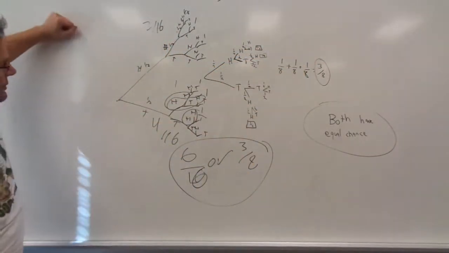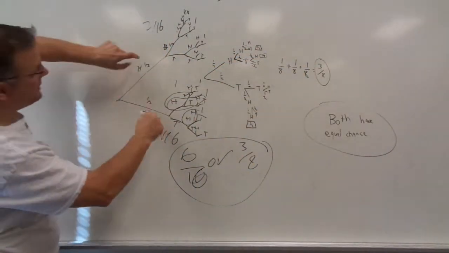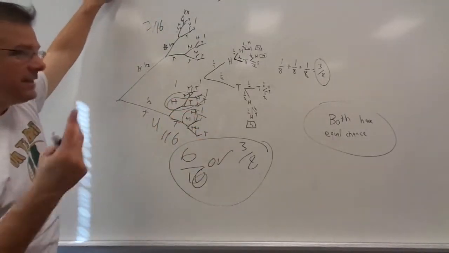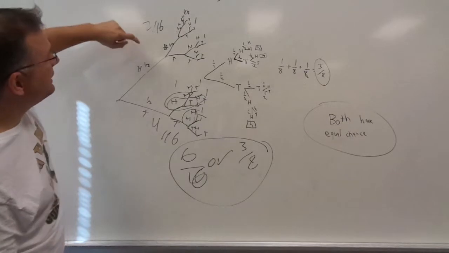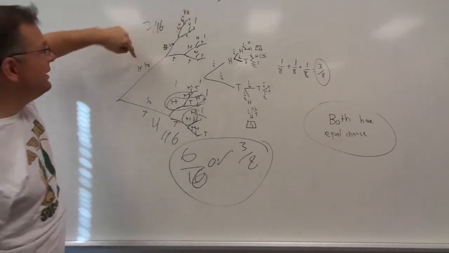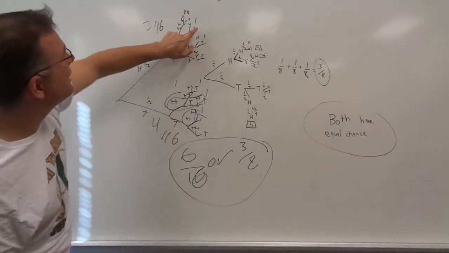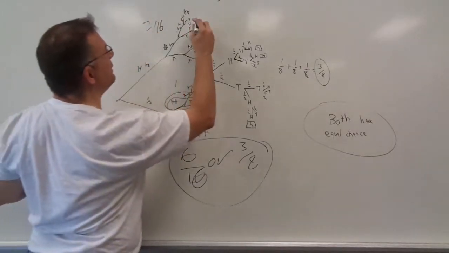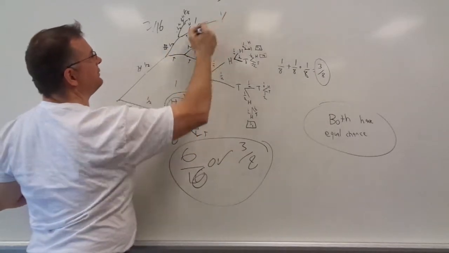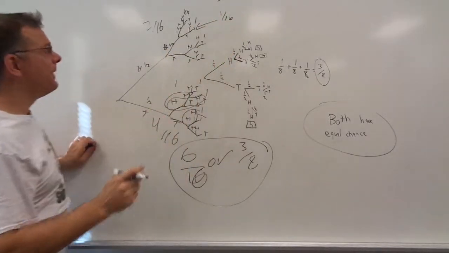This picture here is the four flips. So we've got heads, tails, heads, tails, heads, tails, heads, tails. So we want exactly two heads. This would be heads, heads, heads, heads, no. Heads, heads, heads, tails, no. Heads, heads, tails, tails. This one works right here. And that is a 1 out of 16 chance.